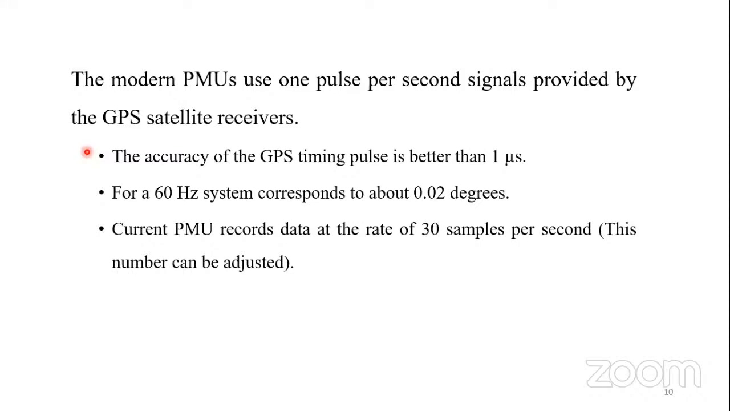Also, one more thing: we talked about the SCADA versus PMU comparison. In that I showed you that the sample measurement rate of the PMU is higher, 30 samples per second. In some of the newer books, they mention more than 60, even more than 80 samples per second. So it is much faster than other systems.